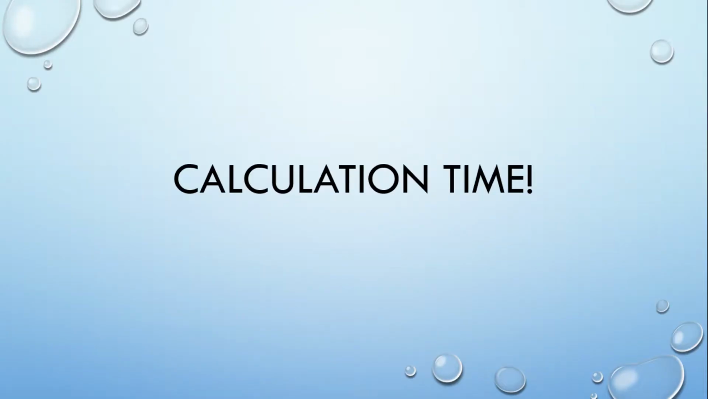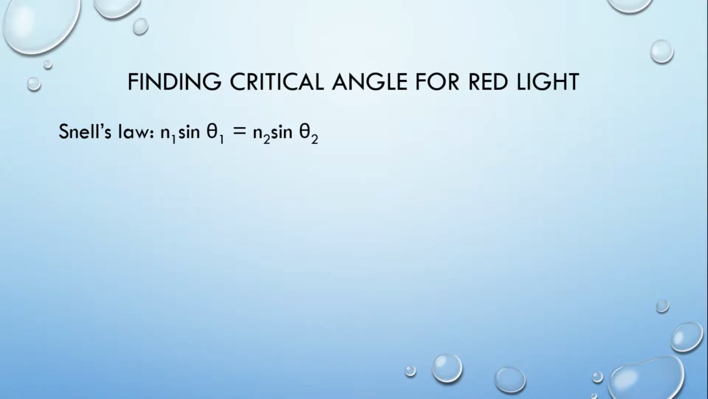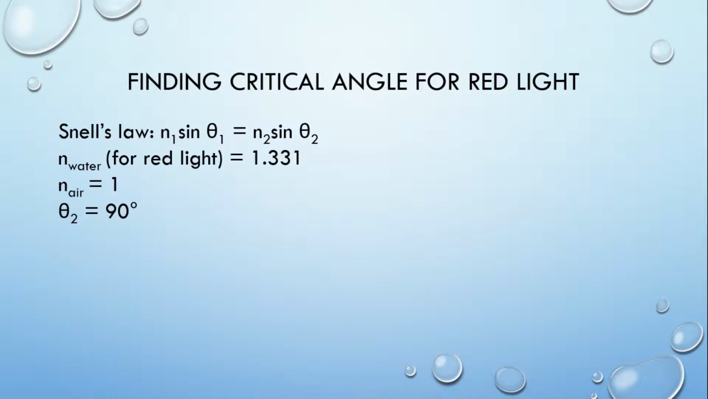So, what is the critical angle for light going from water to air? If we look at Snell's law of refraction, we see that we need the indices of refraction for both water and air. Because we're already inside the raindrop, N1 will be 1.331, or the index of refraction for red light going through water, and N2 will be 1 for air. We can plug in 90 degrees for theta 2, then solve for theta 1. You may pause the video now to go through the calculations yourself, then we'll go through them together.